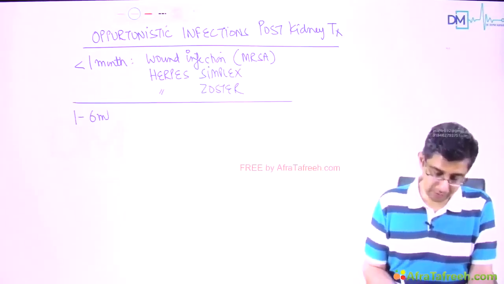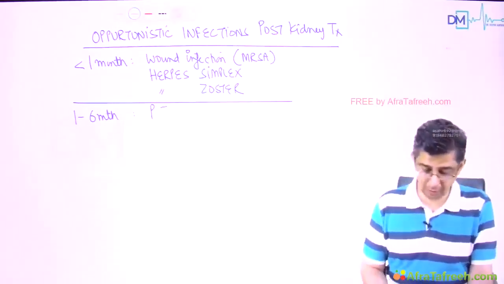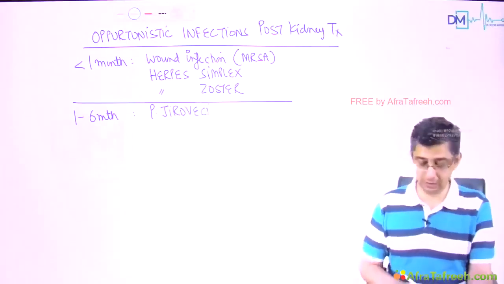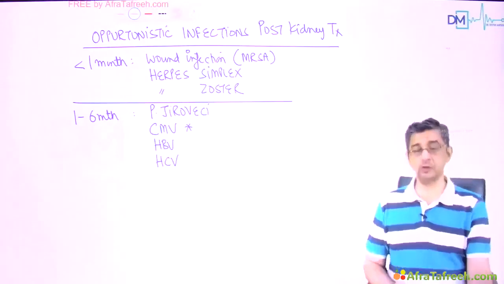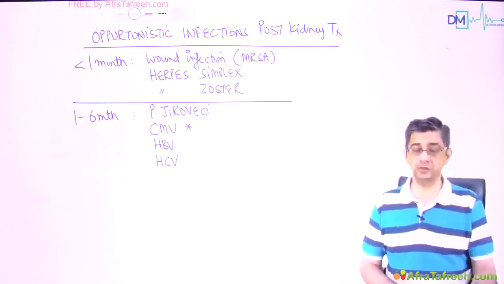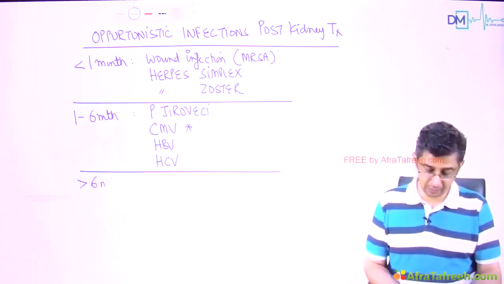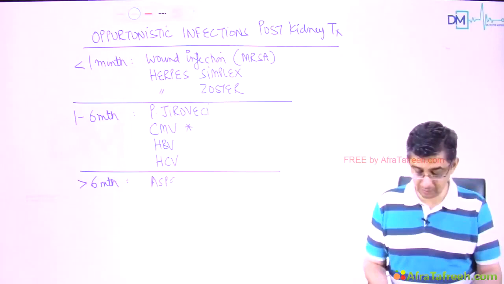Between 1 to 6 months, one of the common opportunistic infections is pneumocystis jirovecii, and after jirovecii, the next one to be remembered by you would be cytomegalovirus. If they ask you to select the virus per se, then the answer is obviously cytomegalovirus. Otherwise, the overall answer is jirovecii, which is a fungus. After 6 months of kidney transplantation, the organism to be responsible is Aspergillus.